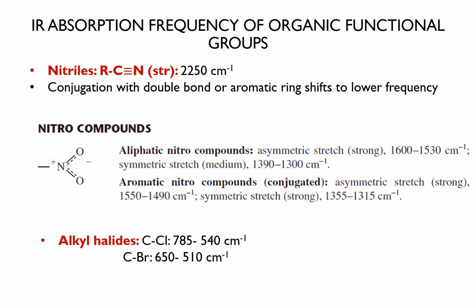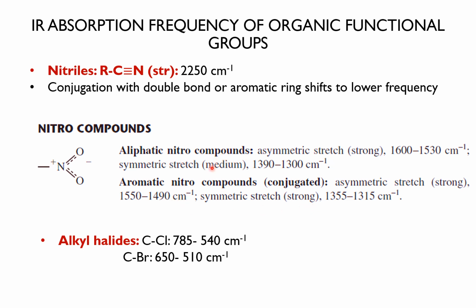Next group we have nitrile. So nitrile shows absorption frequency in the range of 2200 to 2250 centimeter inverse. And as the conjugation with double bond or aromatic ring increases, there will be shift towards lower frequency values. If we have nitro compounds, then if aliphatic nitro compound is present, then we get band in the range of 1600 to 1530 centimeter inverse, and symmetric stretching between 1390 to 1300 centimeter inverse. When aromatic nitro compound is present, there is conjugation, so values are going to be lesser as compared to aliphatic nitro compounds.